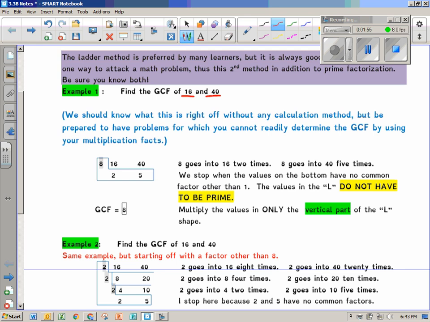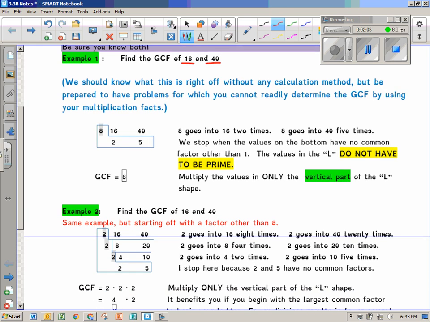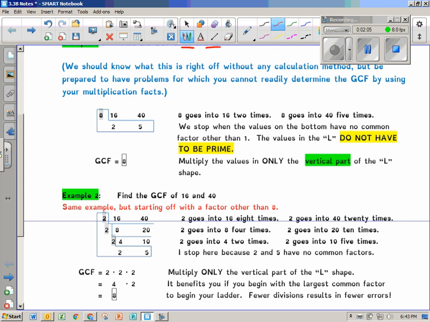Now I just drew this little L shape around it. We'll be talking more about the L shape when we get to least common multiple. You don't have to draw the L shape. That's just up to you. So the greatest common factor in this case is just 8. Notice right here it says multiply the values in only the vertical part of the L shape. This being the vertical part. So let's take a look at another example.